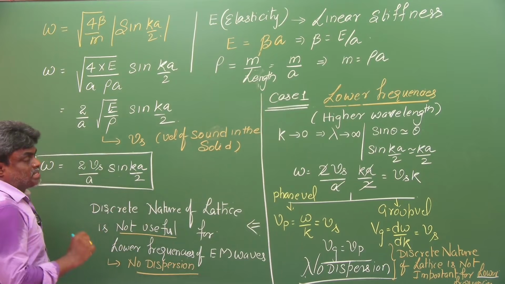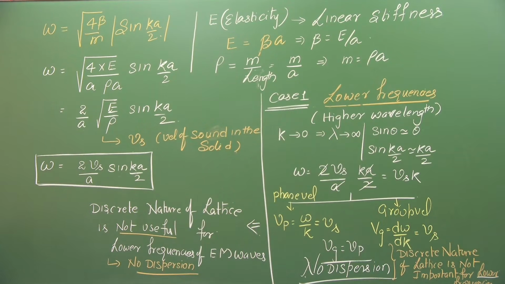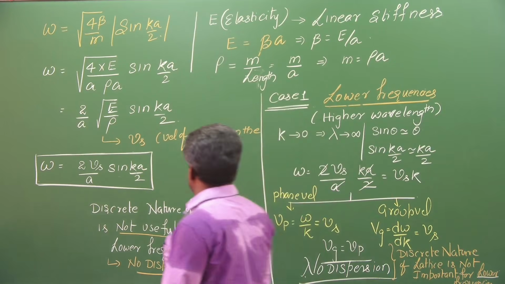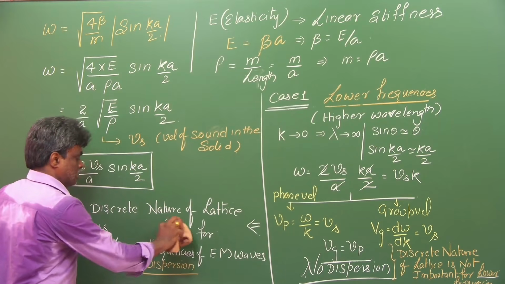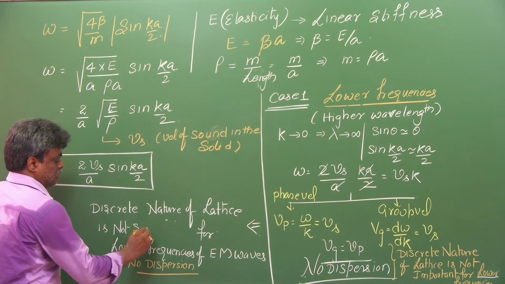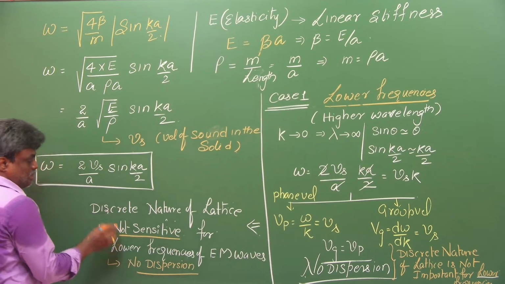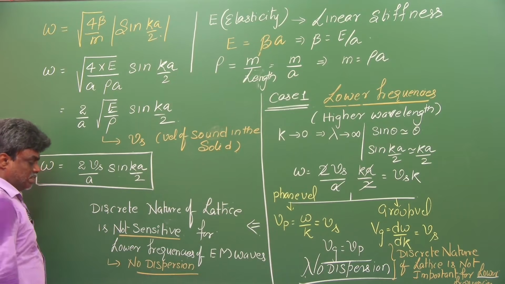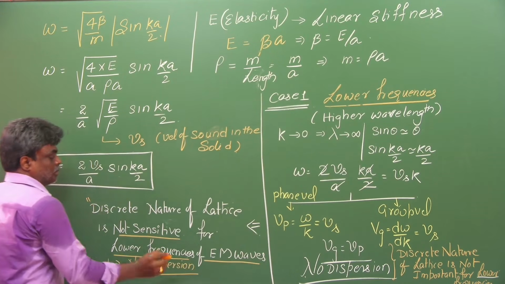Earlier, why did we discuss the light and prism experiment? There exists a dispersion and then we get the properties of that. Here we won't get any properties. That's why some people say the discrete nature of the lattice is not sensitive, which is the textbook word, not sensitive for lower frequencies. It's a very, very important conclusion.